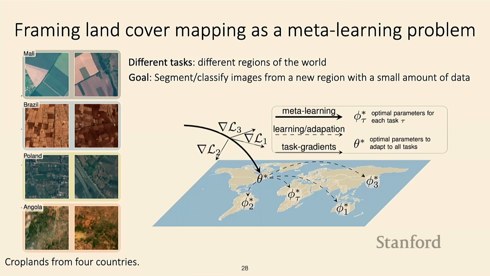And so you can sort of think of this as, this is a diagram from their paper, where you try to find a good set of initial parameters such that when you fine tune on a new region of the world, you're able to quickly get a model that can accurately segment satellite images from that part of the world.